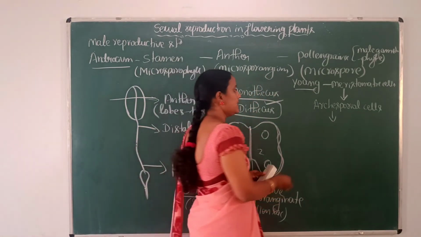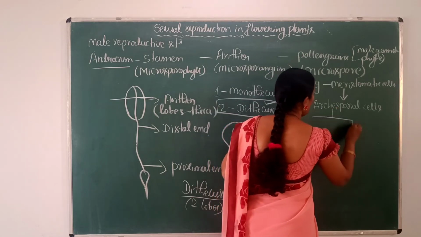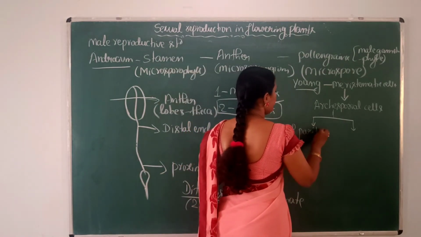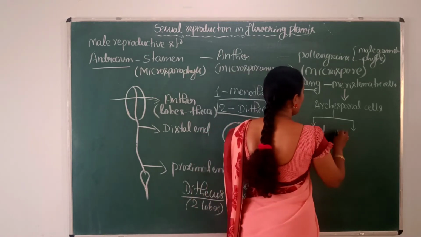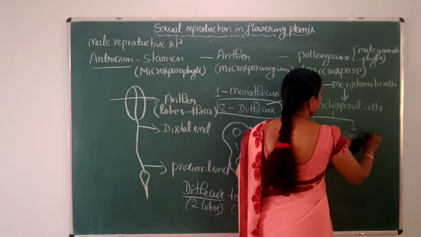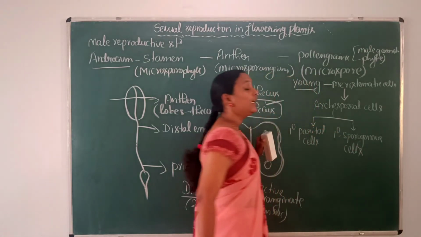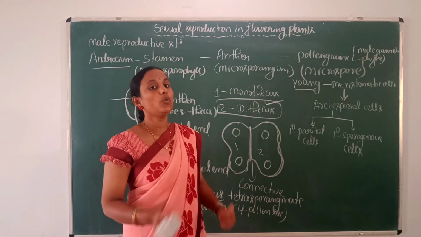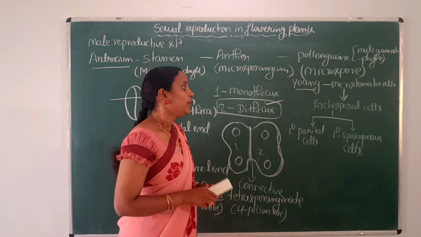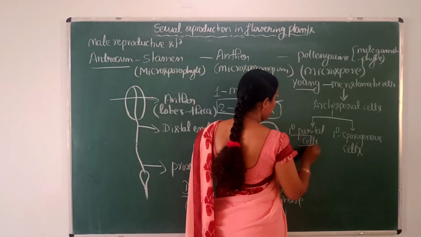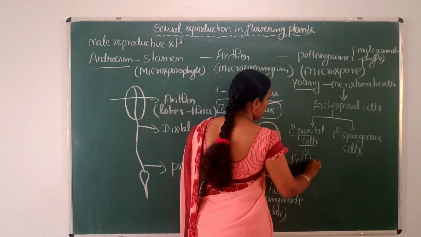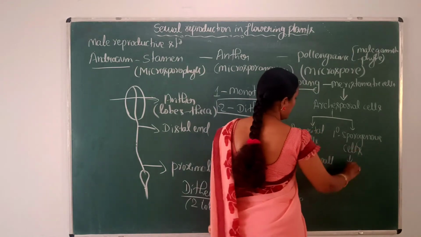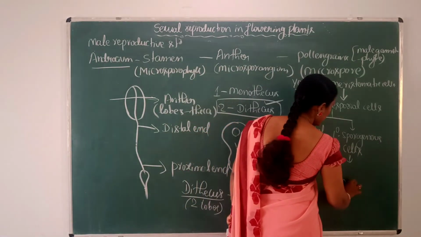Archesporial cells undergo further differentiation into primary parietal cells and primary sporogenous cells. These are two different types of cells from which there is development of two different and important parts of the anther. From the primary parietal cells, the anther wall is developed, and from the primary sporogenous cells, there is development of pollen grains.